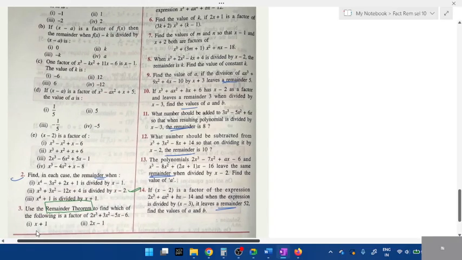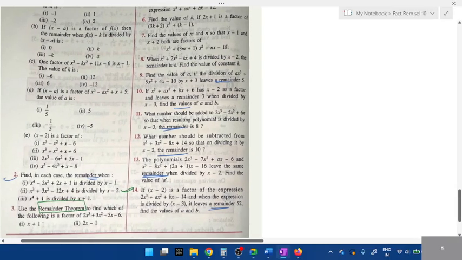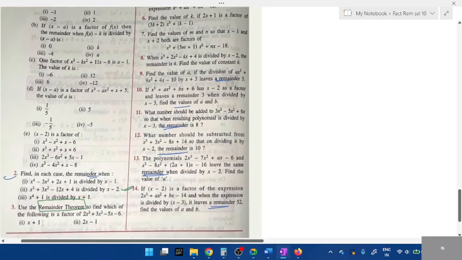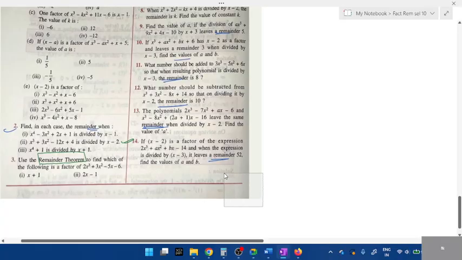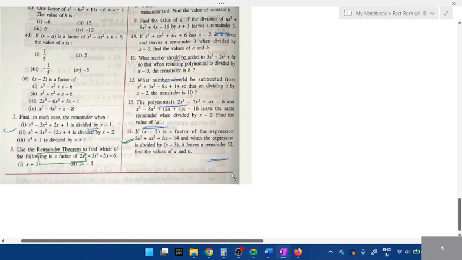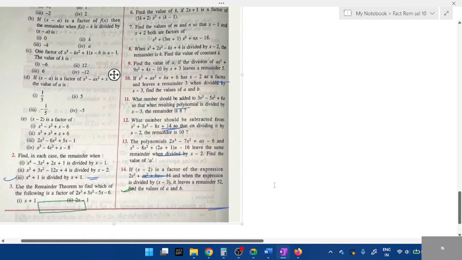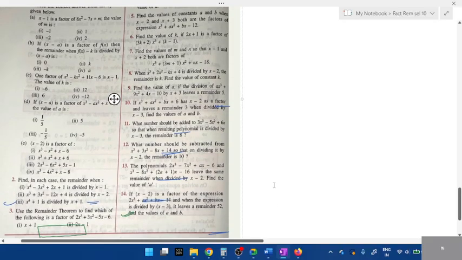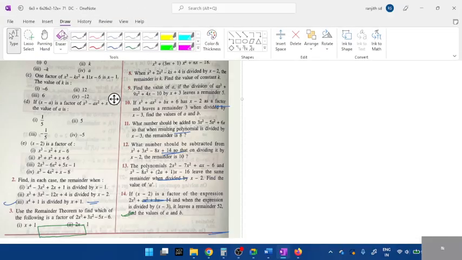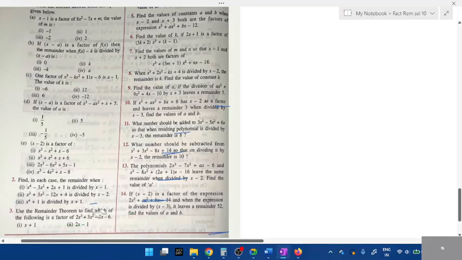Okay, how many questions did we do, students? We have to start the third one, right? Third main. You'll respond. Check the notes.